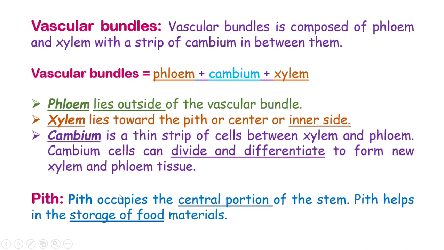Pith. Pith occupies the central portion of the stem. Pith helps in the storage of food materials. So the function of pith and cortex is almost the same. They store the food molecules for the plant.